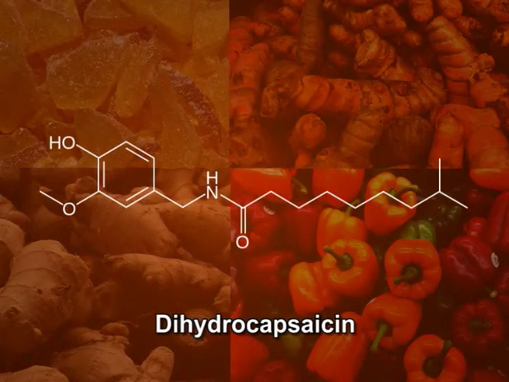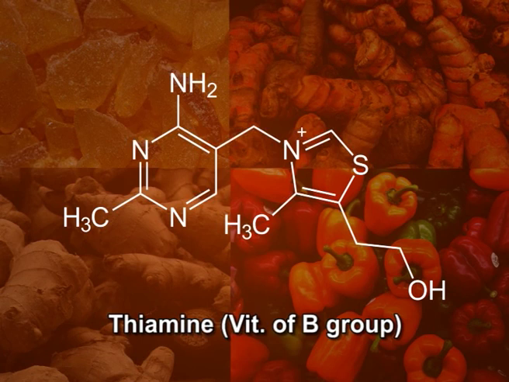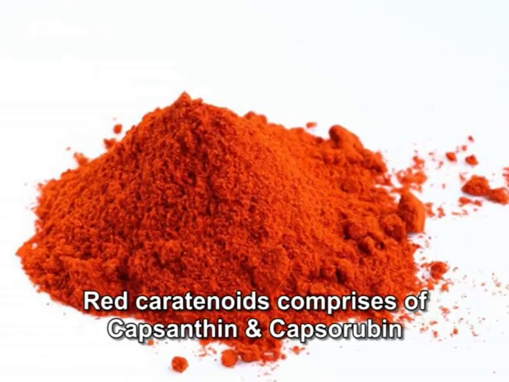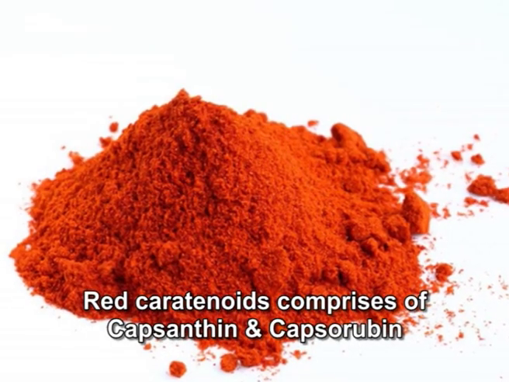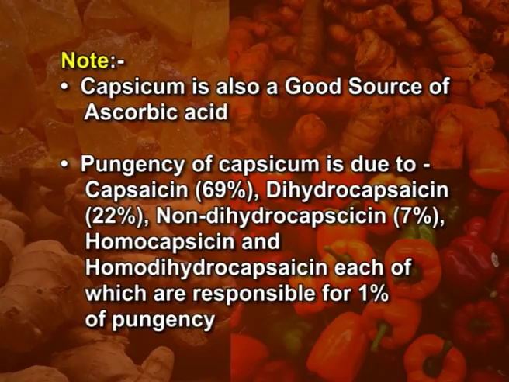Dihydrocapsaicin and related compounds are also present. Another compound found in the resin is ascorbic acid, to the tune of 0.1 to 0.5%, commonly known as vitamin C. Another important ingredient found in capsicum resin is thiamine, a vitamin B group member. It also contains red carotenoids, which comprise capsanthin and capsorubin. Capsicum is also a good source of ascorbic acid, as I told you earlier, that is vitamin C.